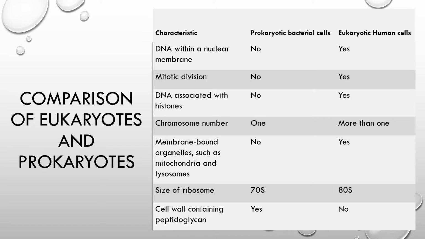In prokaryotic cell, the chromosome is only one, while more than one chromosome is present in eukaryotic cell. In eukaryotic cell, other membrane-bound cytoplasmic organelles are present, as we have discussed earlier, while prokaryotic cell lacks those organelles. The size of ribosome is also different, as we have discussed earlier. Prokaryotic cell has 70S ribosomes while eukaryotic cell has 80S ribosomes. The cell wall of a prokaryotic cell contains peptidoglycan while the cell wall of eukaryotic cell does not contain peptidoglycan.